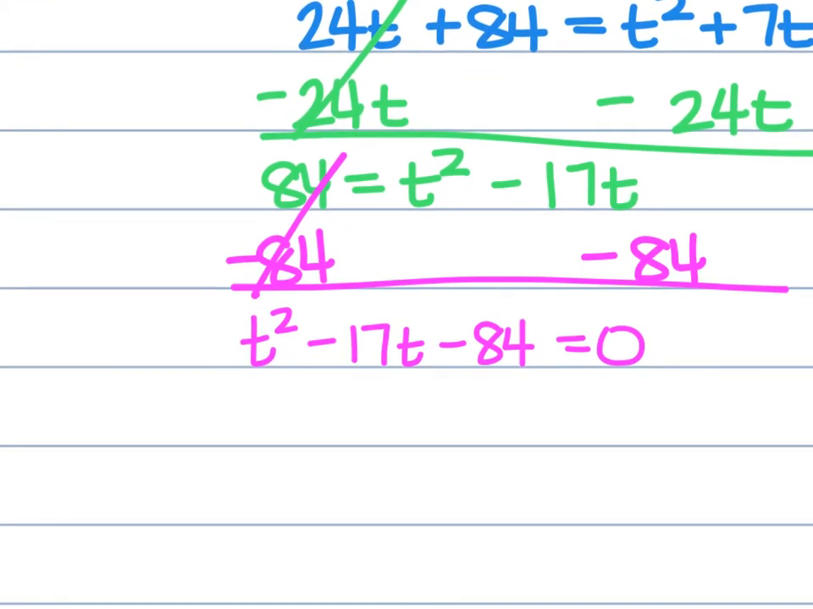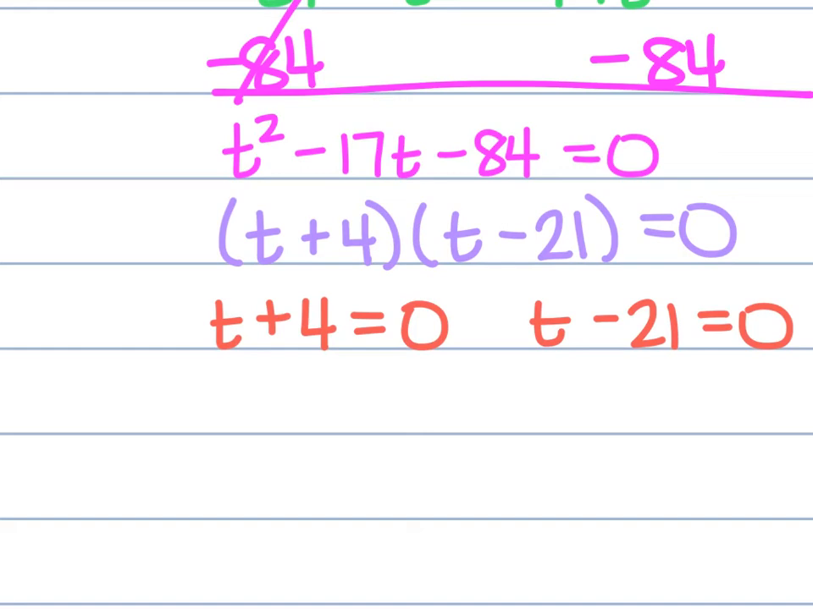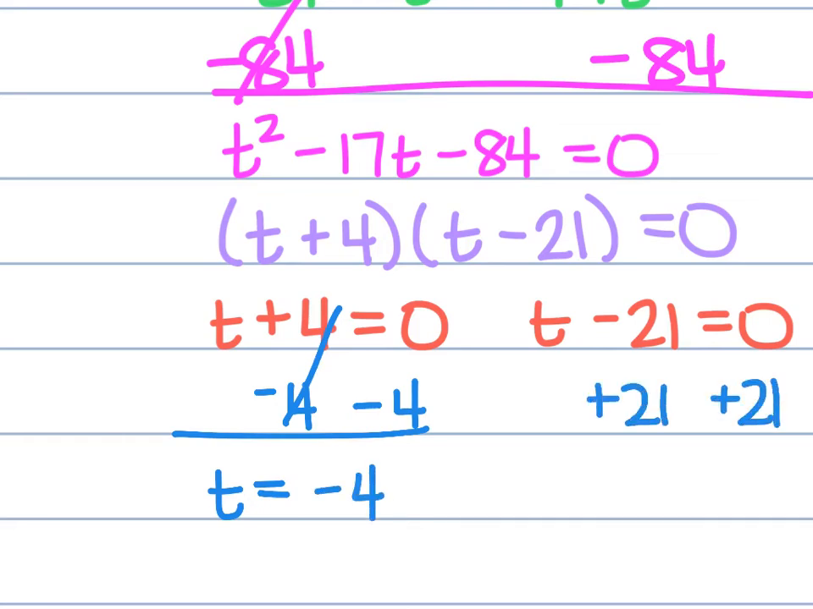So now we want the factors of negative 84 that add up to be negative 17. Those are 4 and negative 21. So this is going to factor out to be t plus 4 times t minus 21 is equal to 0. So now set each of these equal to 0 and solve for t. We're going to move that 4 over by subtracting it and get t is equal to negative 4. And we're going to add the 21 over to get t is equal to 21.